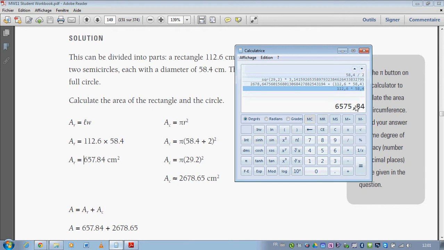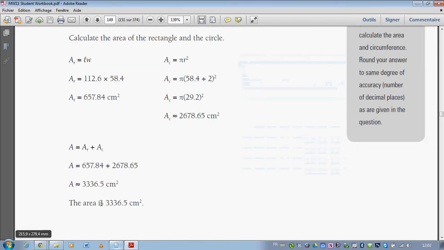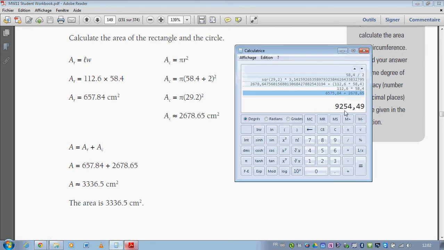So that would actually be the area of your rectangle, and you add that to the area of your circle, which is 2,678.65, to get a total area of 9,254.5. So please ignore the area that's provided as an answer in your workbook. The right area is actually 9,254.5.